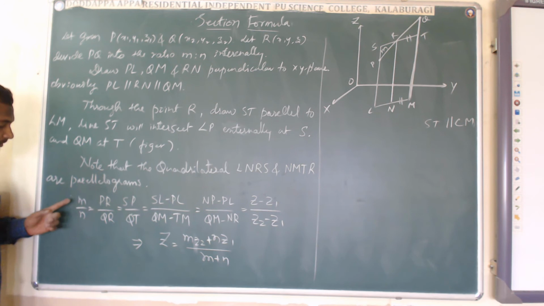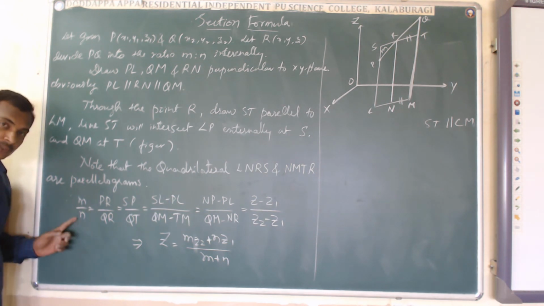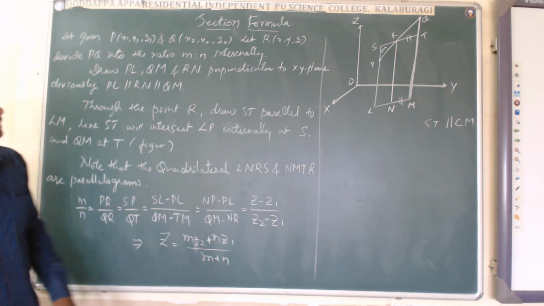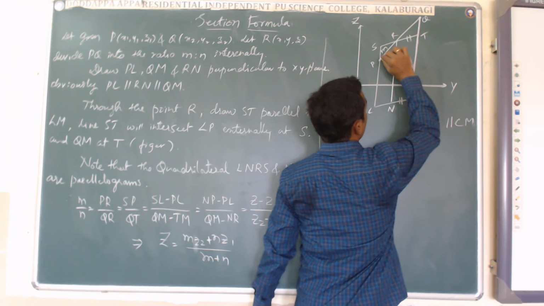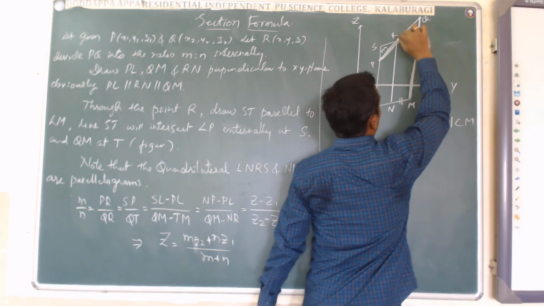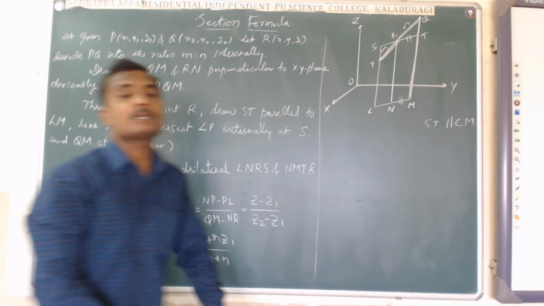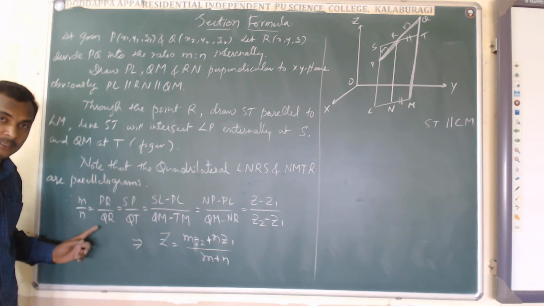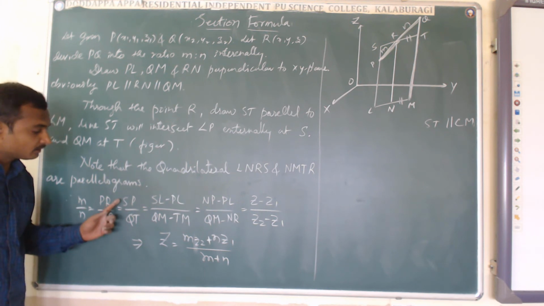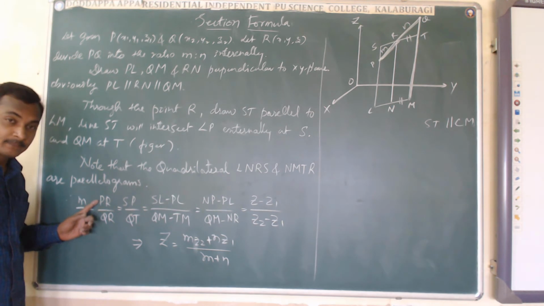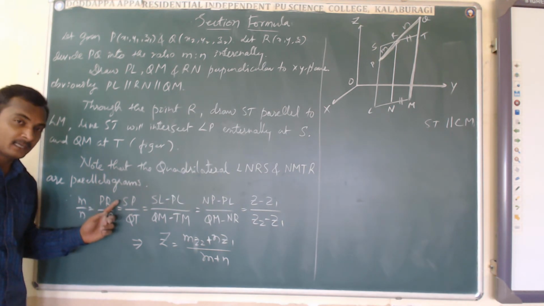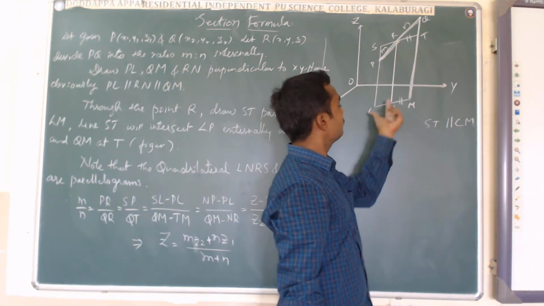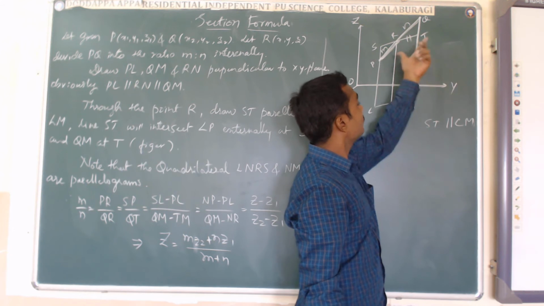So using the concept of the ratio m by n, let the distance PR be m and the distance RQ be n. Therefore m by n is PR by RQ. And you know that the distances SP and QT are the same as PR and QR, because PR is parallel to SP and QR is parallel to QT. You can see PR and QR are parallel to LN.